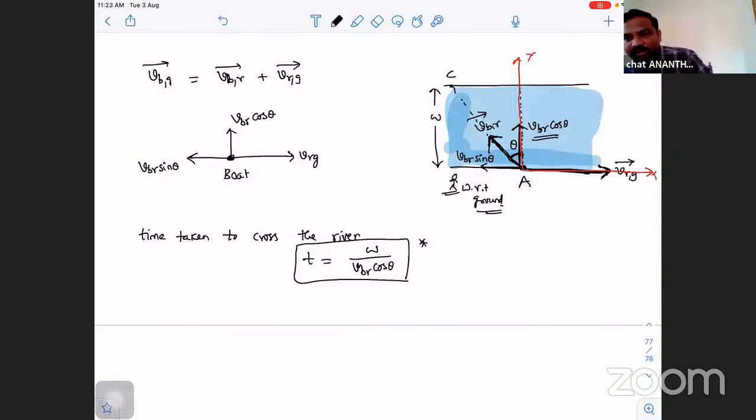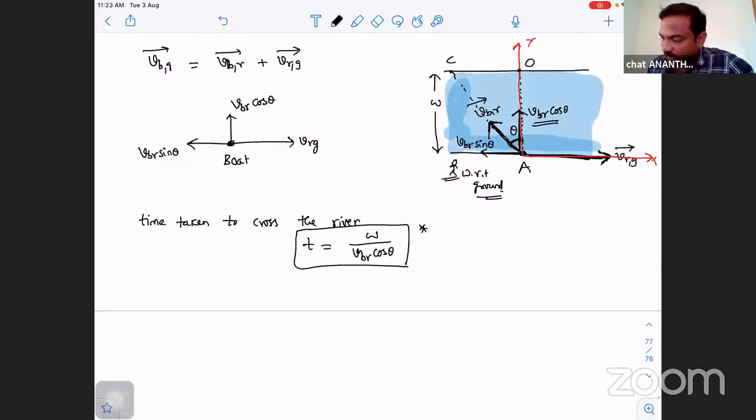Okay, so one thing we got: in what time the boat crosses the river. What is the next thing we require? Whether the boat will reach the O point or some other point. We want to find out those conditions. For that, I'm writing three statements. All of you try to think about it.